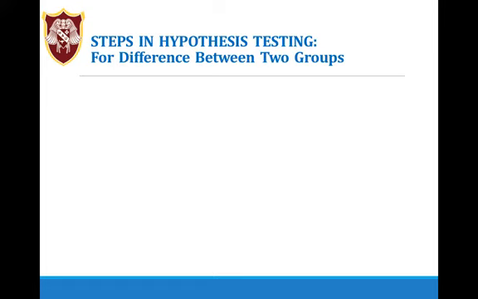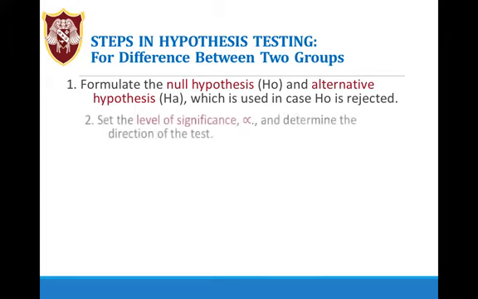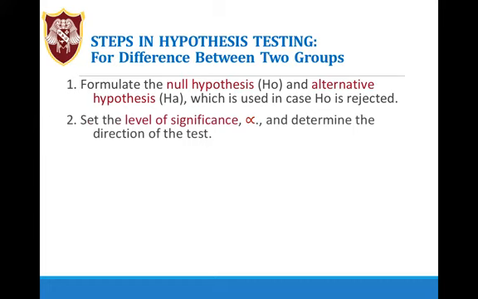So these are the suggested steps in hypothesis testing. This is for determining if a significant difference exists between two groups. First, we formulate the null hypothesis, or H sub O, and the alternative hypothesis, H sub A, which is used in case the null hypothesis is rejected. Second step is to set the level of significance, that is, the value of alpha, and determine the direction of the test. Third is to determine the test statistic to be used.